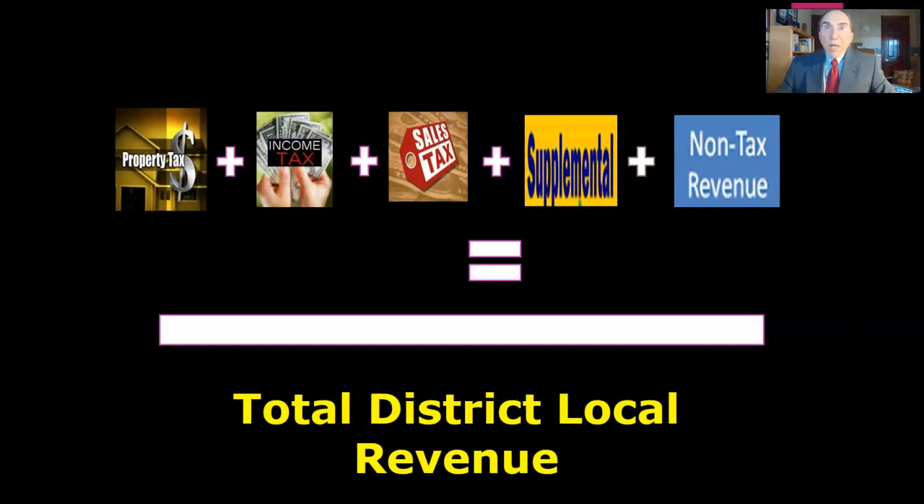To summarize, a public school district's total local revenue comprises collections from property tax, income and sales tax when permitted, supplemental tax when permitted, and non-tax revenue.